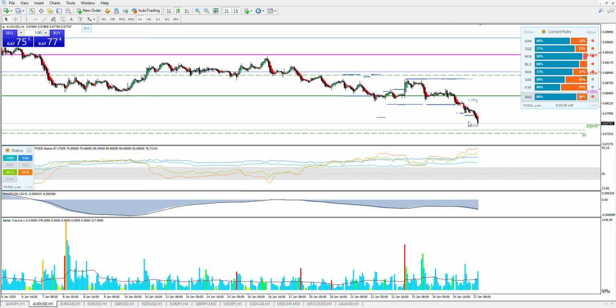So if that size gets larger, continuation. If it gets smaller, reversal. But remember, we're talking about probabilities here. And don't forget to check the sentiment as well.